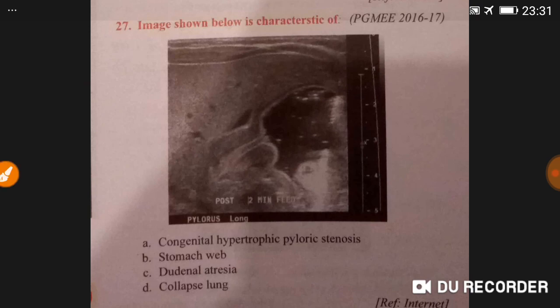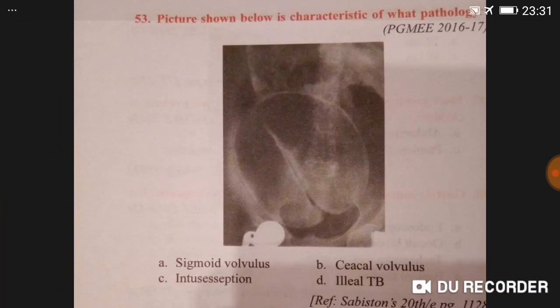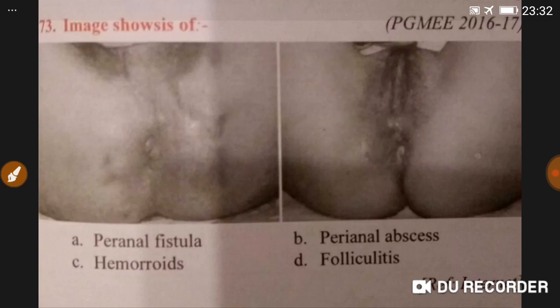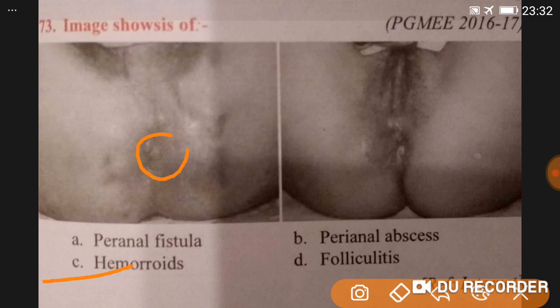Image shown below is characteristic of congenital hypertrophic pyloric stenosis. This is known as congenital hypertrophic pyloric stenosis. What is it? Coffee bean sign, we can say volvulus. Sigmoid volvulus, we see such. Image shows hemorrhoids. These are hemorrhoids. Okay, so answer here is hemorrhoids.